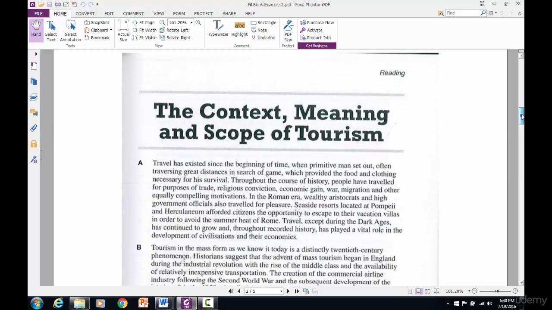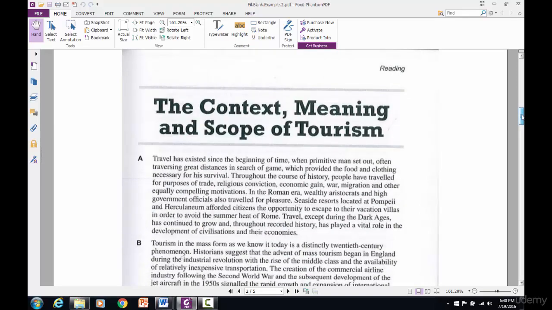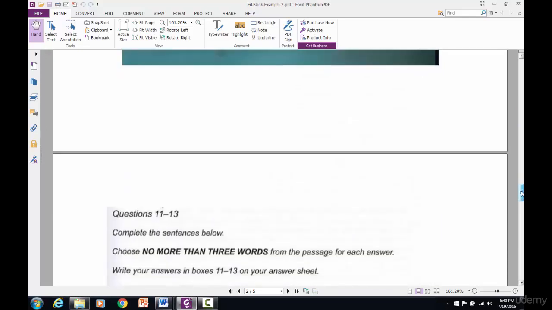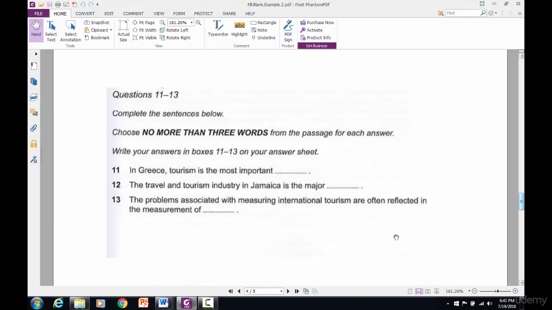All right, so here we have a reading passage about the context, meaning, and scope of tourism. Let's look at our questions. We have fill-in-the-blank questions. So when we look at these, the first thing we want to always keep in mind is that these questions go in order. You'll find number 11. After that, you'll find number 12. And after that, you'll find number 13.